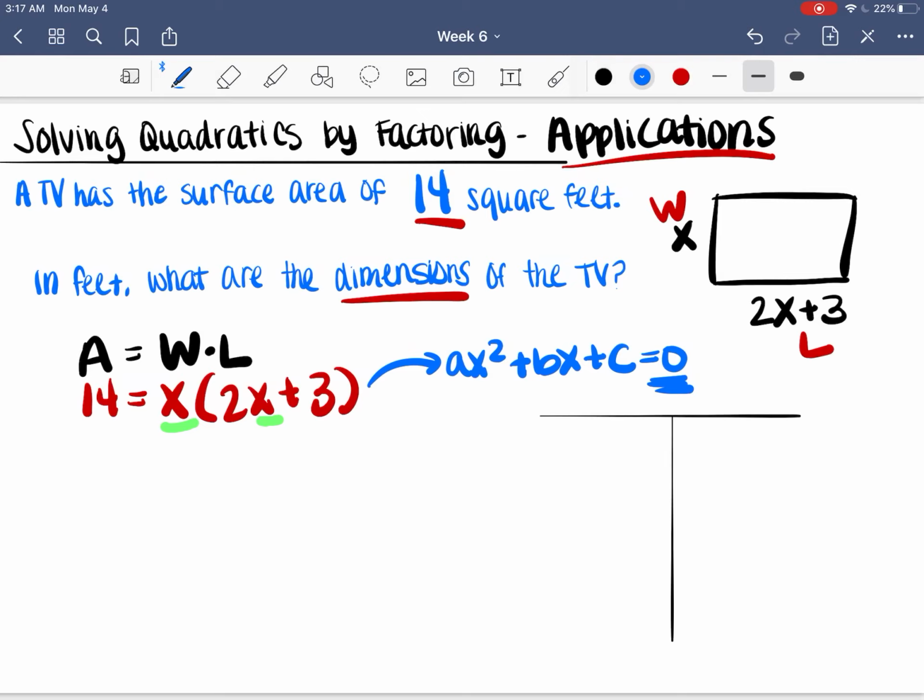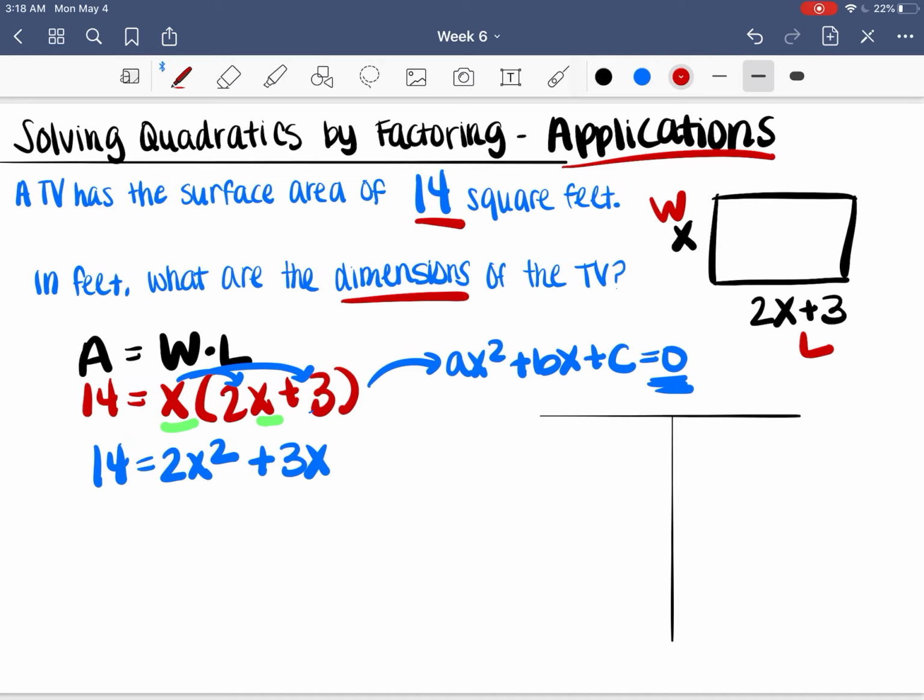The first thing that we're going to do is distribute our x to everything inside the parentheses. So we're going to do x times 2x, which will give me 2x squared, x times 3, which will give me 3x, and this is all going to be equal to 14. I need one side to equal 0. Which one would be the easiest side to make equal to 0? Probably the one that has the 14, right? It's so close to being 0.